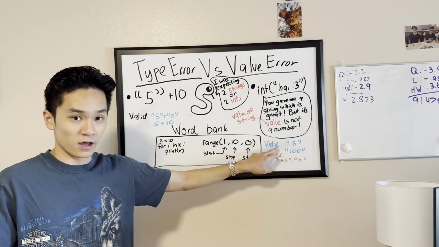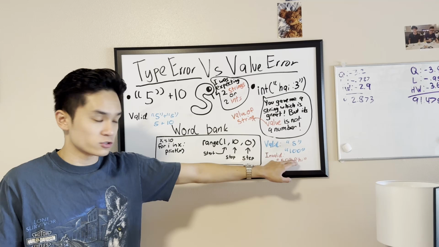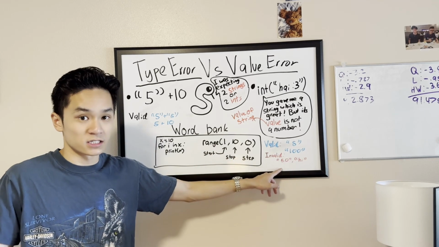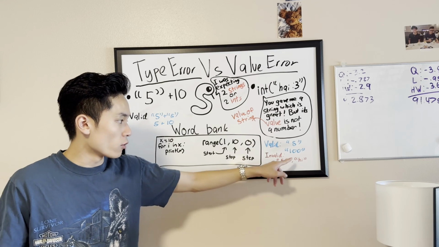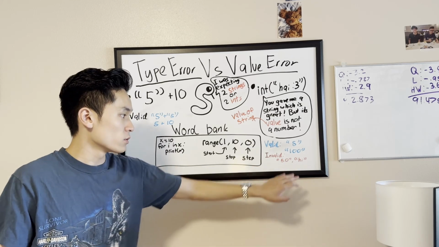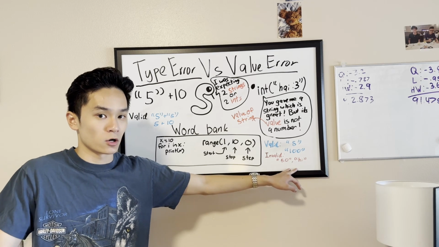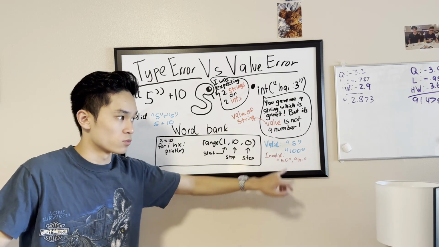So the following is valid, which is the string 5 and the string 100. But invalid commands would be a string that looks like a float, or the string with characters in it. So these 2 are invalid and it would give you a value error because even though the type is correct, the value inside of the string is wrong.